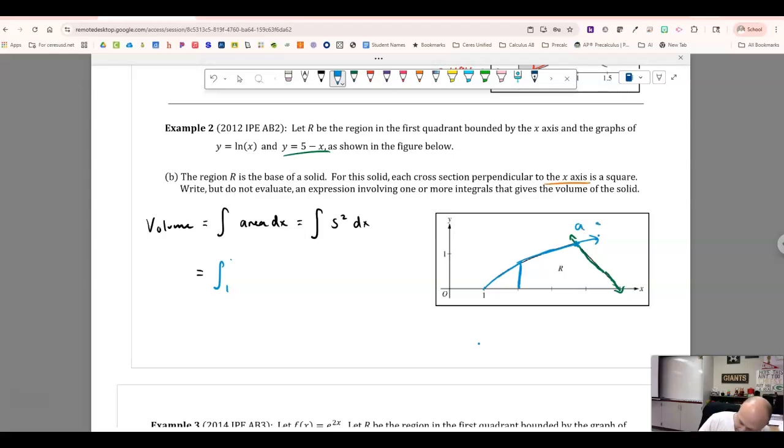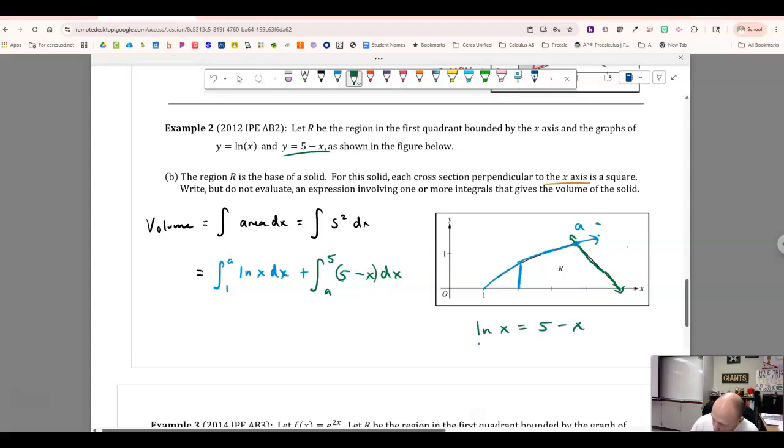I'll call this A. And so this distance is going to be our blue function, which is the natural log of x dx, plus now I have the integral from A up until this value here, which I believe is 5, right? 1, 2, 3, 4, 5, of 5 minus x dx, okay? And so what I have to do is go ahead and say, hey, where is the natural log of x equal to 5 minus x?